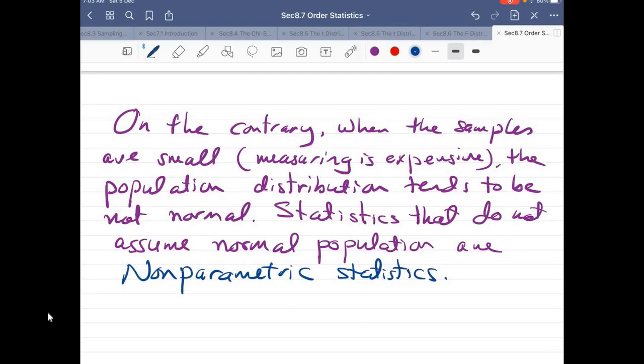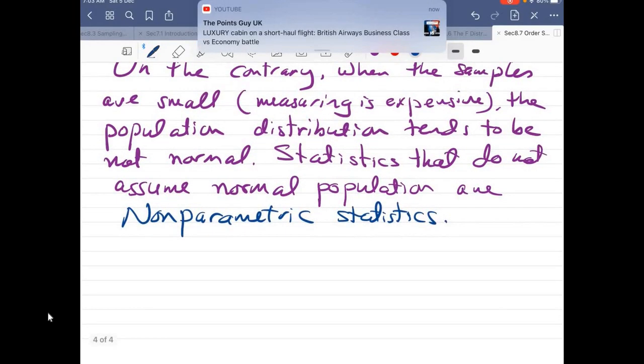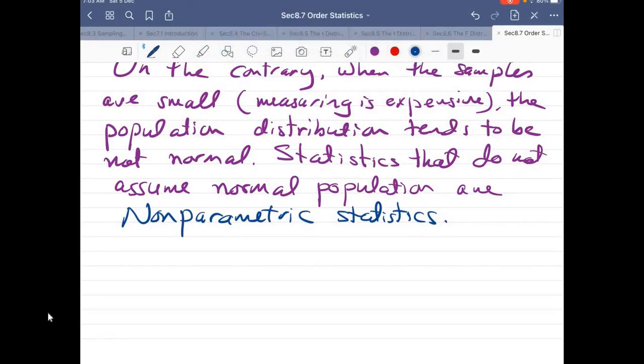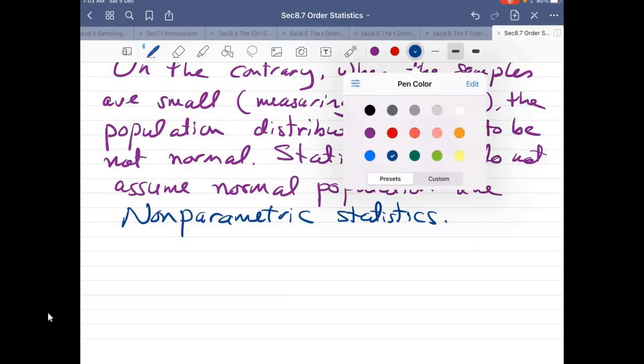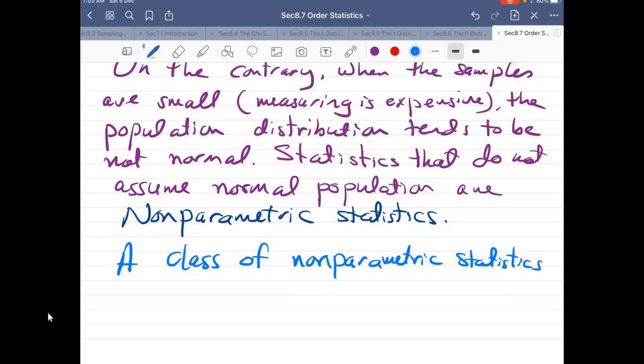Among them, in this section, we identify a class of non-parametric statistics known as order statistics.